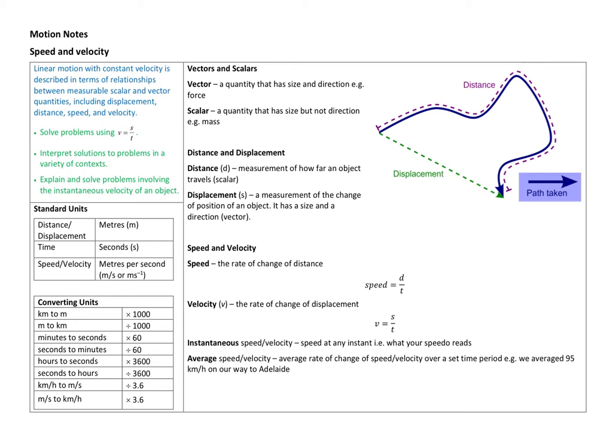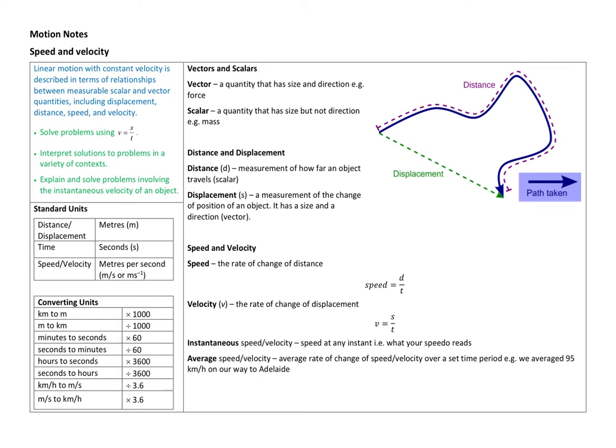Our velocity is the rate of change of displacement. So if it took us 6 hours to get to Adelaide and it was only 250 kilometres, then our velocity would be 250 divided by 6. That's actually going to be less than 50 kilometres an hour, because velocity is related to displacement rather than distance.